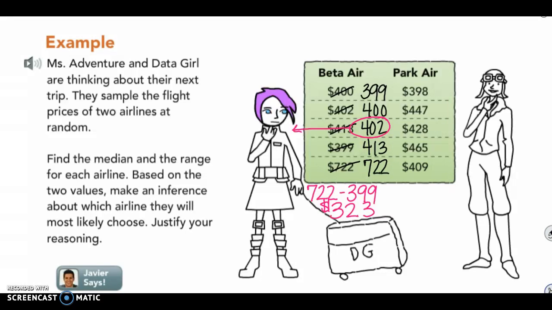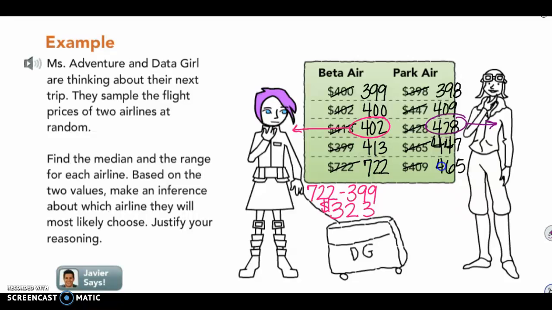We then need to take Park Air, and we need to order them from least to greatest. Our smallest number is 398. Then we have 409. We have 428, 447, and 465. Our middle number of this set of data is 428. So that means the median or middle price of the tickets for Park Air is $428.